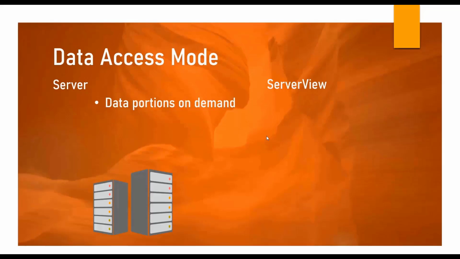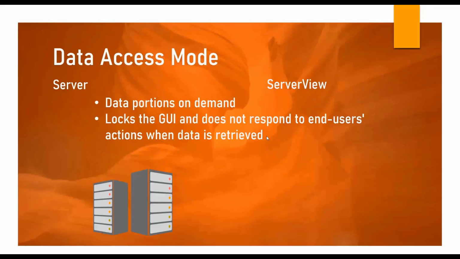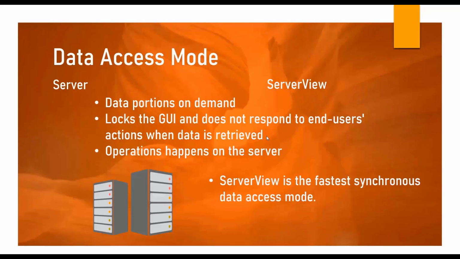The next two access modes are server and server view. These both load data portions on demand. They don't load the entire data set, but they lock the UI and don't respond to end user action when data is retrieved. So in the time the data is loaded from the database, the UI is completely locked. And of course, all operations happen on the server, like grouping, sorting, and filtering. That really improves the performance because we're moving that processing to the server. And the server view is the fastest of the synchronous data access modes. It's the fastest because it returns a light version of that object record.